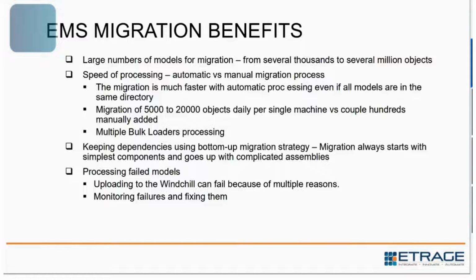The next benefit is that we keep dependencies using a bottom-up migration strategy, and that means that migration always starts with the simplest components and goes up to complicated sub-assemblies and assemblies and then to drawings. In that way, we are sure that all objects migrated to Windchill can be opened as stored configuration from Windchill, and we cannot get into a situation where objects that cannot be opened regularly are migrated to Windchill. So you can look at that as an additional model design check.